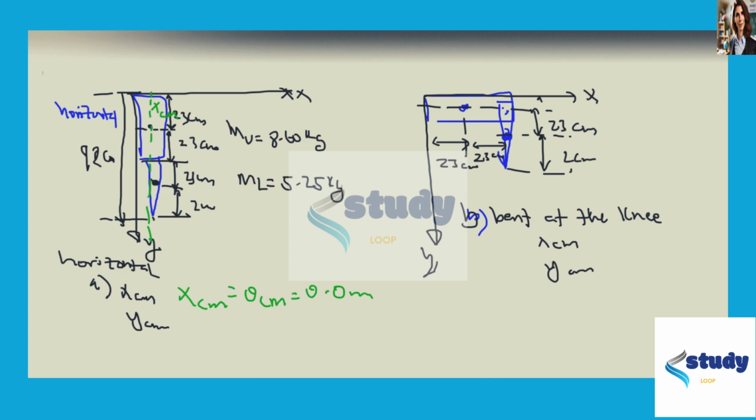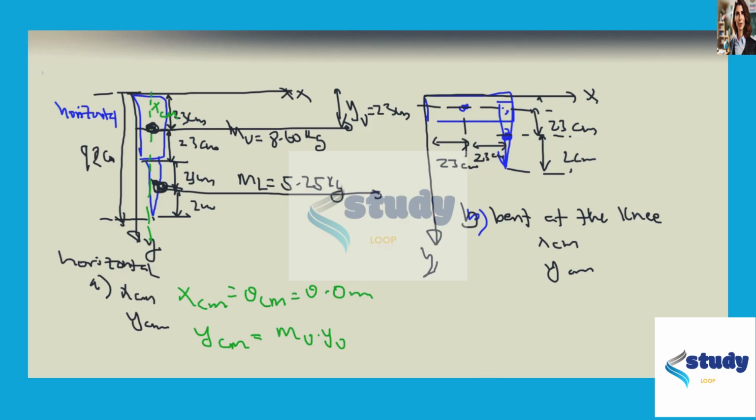Now, to find y, the value of y center of mass, we have to take the formula, which is the mass of the upper leg times the distance of the upper leg from the horizontal. So that's this distance right here, and we can indicate that. So this distance right here, y upper, will be 23 centimeters.